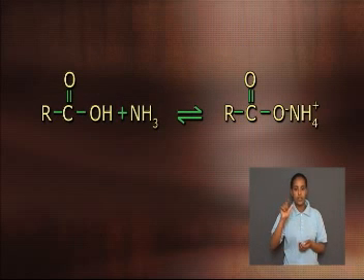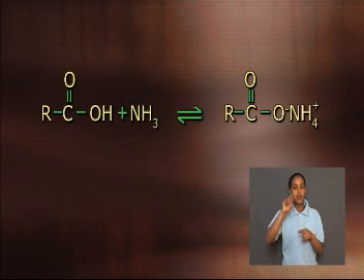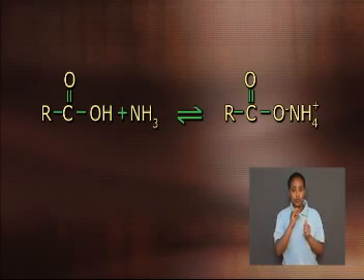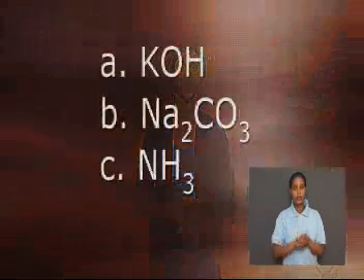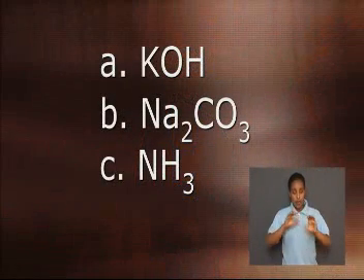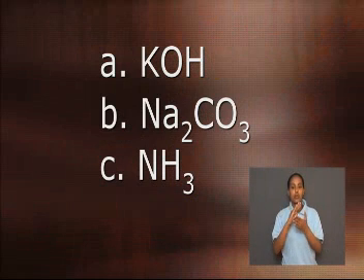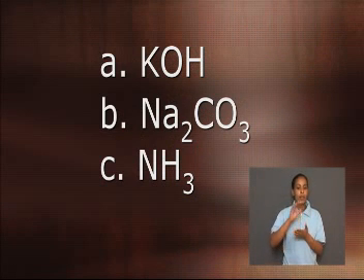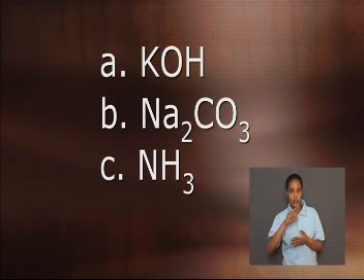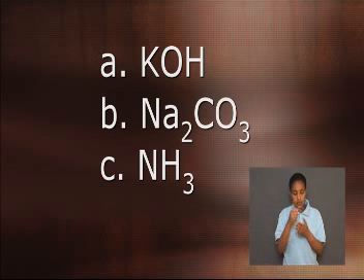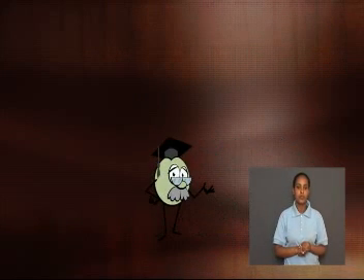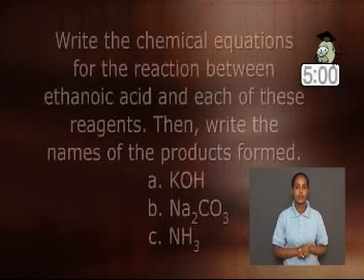Carboxylic acids also react with ammonia to form ammonium salts of carboxylic acids, which you can see here. Students, let us do an activity. Write the chemical equations for the reaction between ethanoic acid and each of these reagents. Then, write the names of the products formed. Students, let's get ready. Begin.